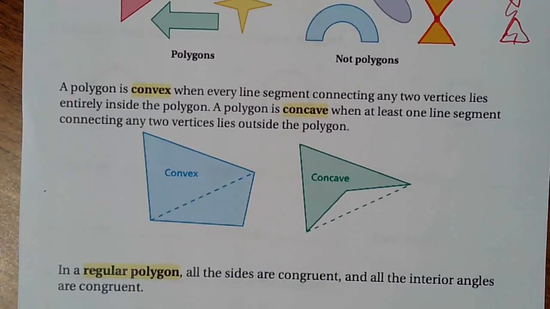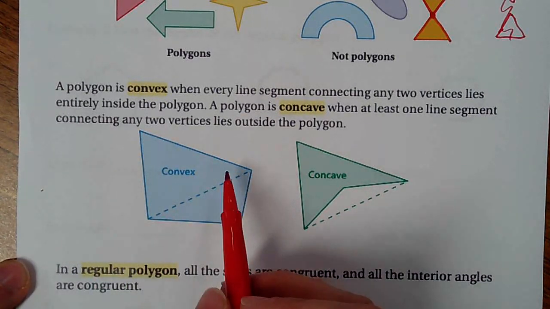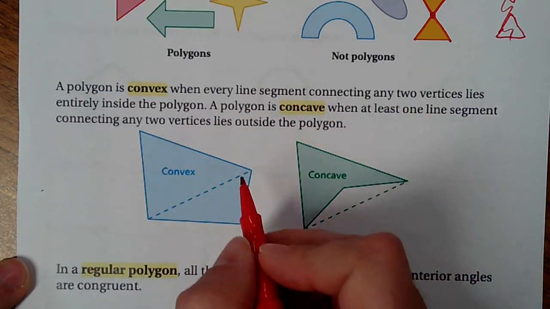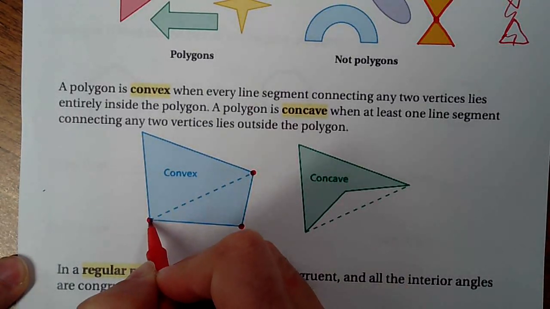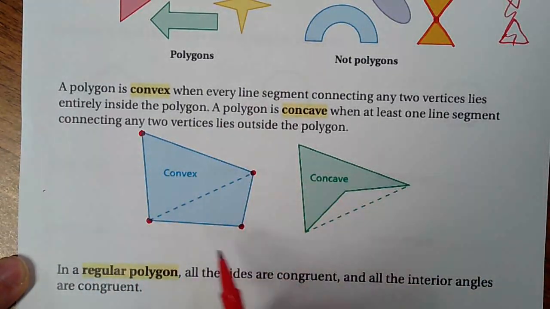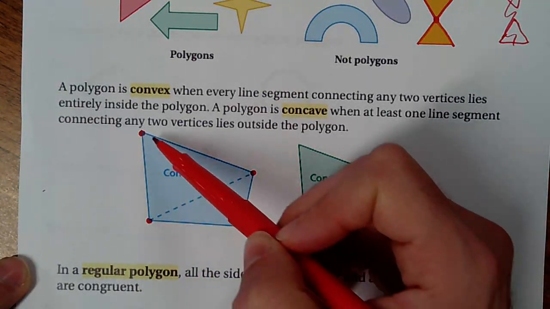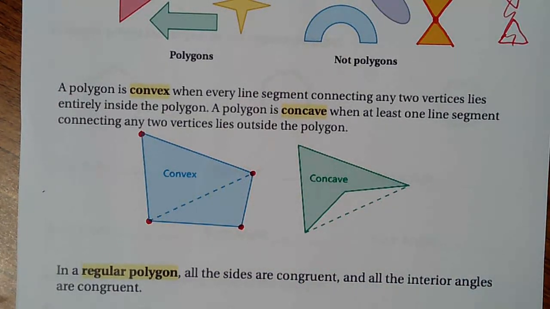Then with polygons, we have the idea of convex and concave. A polygon is convex, so we're looking at this blue one, when every line segment connecting any two vertices, so I'm just going to mark my vertices here, where my line segments are meeting. So 4 vertices. If I draw a line between any of those vertices, it lies entirely inside the polygon.